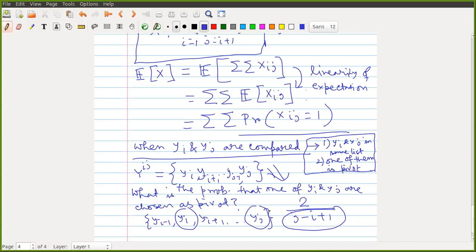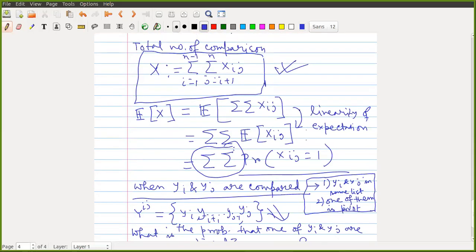We only compare yi and yj when either of them is picked. In the below list, the probability of yi or yj being the pivot is a bit lesser than in the second list, lesser than 2 by j minus i plus 1, right? Basically, we'll be summing over all these things, so all these cases will be compared. Whenever we are doing this sum, all these cases are covered.